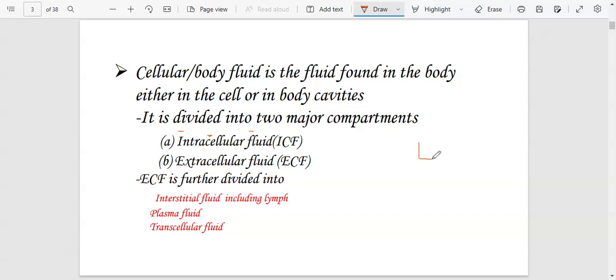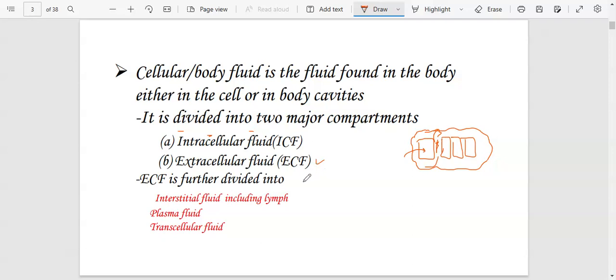Let's say you have one cell here, and the next cell here, and another cell here, and we also have another cell here. We are going to have fluids found between cells. All the fluid that we are going to find around the cells, not inside, is going to be called extracellular. And the fluid that we are going to find inside the cell is going to be the intracellular.